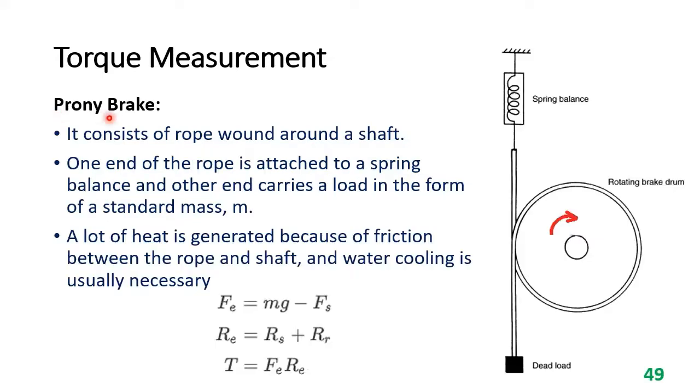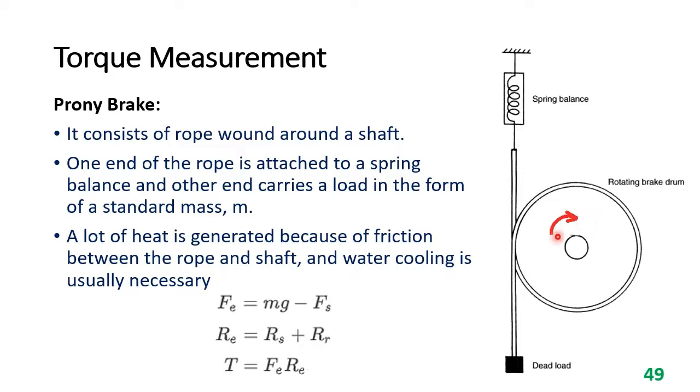Torque measurement with Prony brake. It consists of a rope wound around a shaft. One end of the rope is connected to a spring balance and the other end carries a load in the form of a standard mass M. Here weight is applied until this shaft stops rotating.